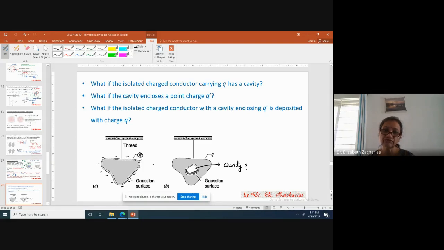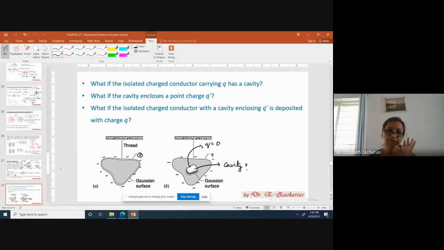Then there are two surfaces, one inner surface and one outer surface. In this case also, will all the charge go and sit at the outer surface? Yes. Now also, all the charge will go and sit on the outer surface only. And on the inner surface, the charge will be zero.